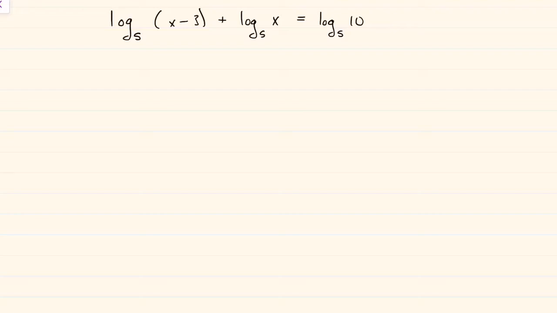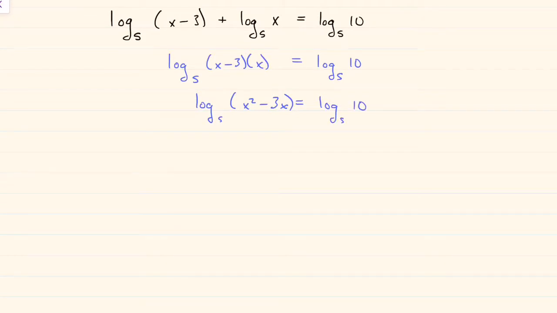First thing I want is a single log on the left-hand side, and there already is a single log on the right. So typically you just want a single log on both sides. On the left, because those two logs are being added, I know I multiply what I'm taking the log of. So log base 5 of x minus 3 plus log base 5 of x is the same as log base 5 of x minus 3 times x, and that equals log base 5 of 10. I'm just going to expand the x minus 3 times x, so it's log base 5 of x squared minus 3x equals log base 5 of 10.